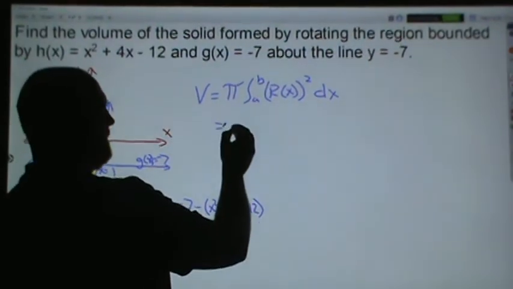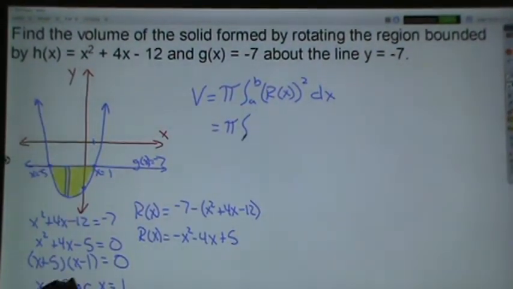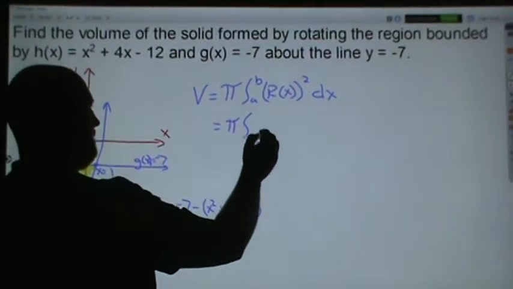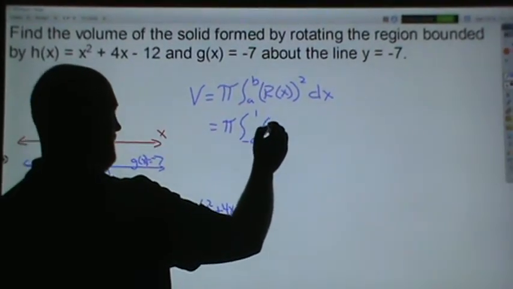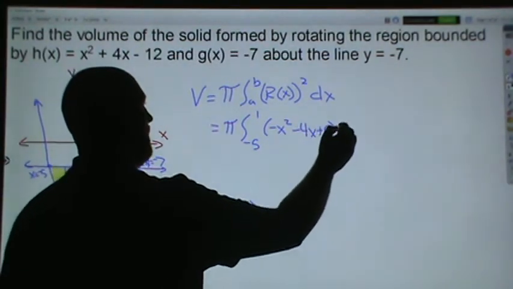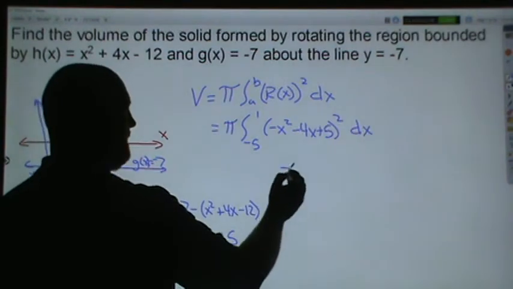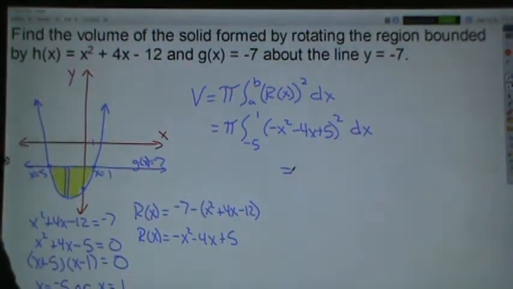So this is going to be equal to pi times the integral, and we have to go from intersection to intersection. So from -5 to 1 of -x squared minus 4x plus 5 quantity squared dx. And again, I can just throw that whole thing in the calculator.